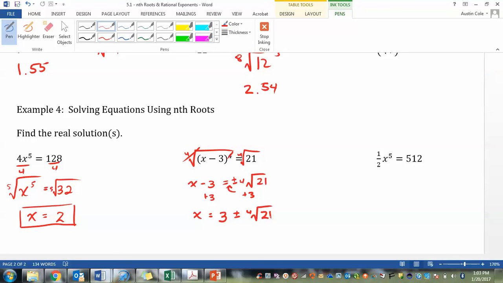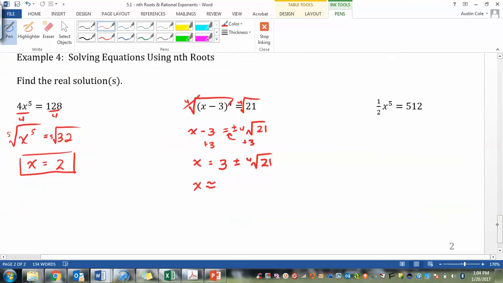But when we do our assignments on the computer, they're going to want those, because on the computer it's like this. It says x equals this. And what does this little tilted equal sign mean? It means approximately. So when they do that, they're going to want a decimal. So here's what we need to do on our calculator. We need to do 3 plus the 4th root of 21 and hit enter. And 3 minus the 4th root of 21 and hit enter. So we're going to get 2 answers.